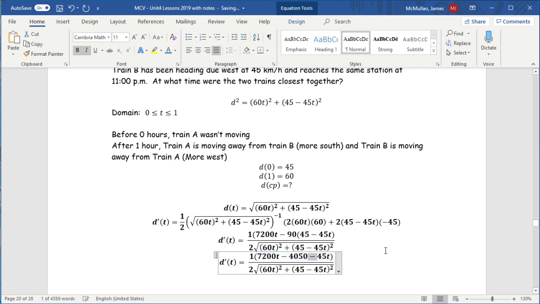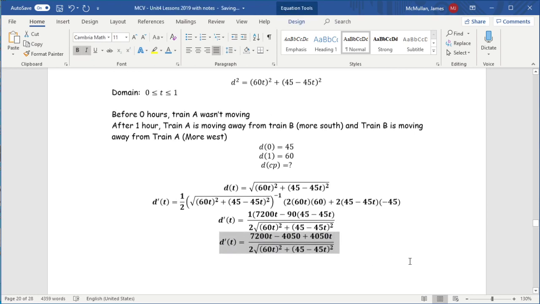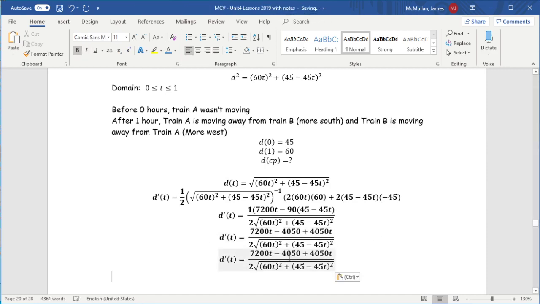And then we have plus 4050t. Okay, and obviously I can get rid of the 1 because 1 doesn't do anything. And now I can get rid of the brackets. And I can make this a little bit cleaner if I just combine these two terms together. So 7 and 4 makes 11. Then I keep the 2, and then I put the 5 there.